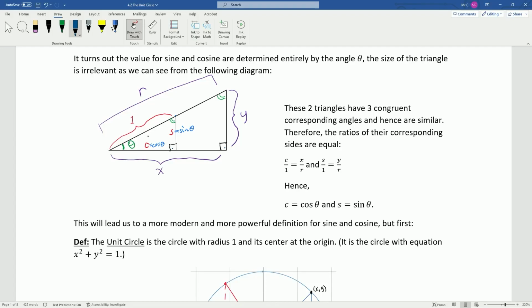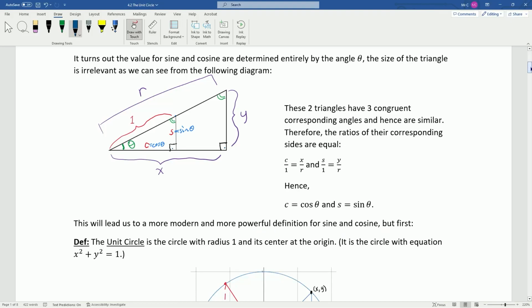So what that is to say is that if I had a triangle whose hypotenuse was length 1, then sine and cosine would just be the legs of the triangle. I wouldn't need to take the ratios because I already know the hypotenuse is 1 here. So I can just say, well, then sine of theta is the vertical side and cosine of theta is the horizontal side. Okay, so that's going to lead us to a more modern and more powerful definition for sine and cosine.